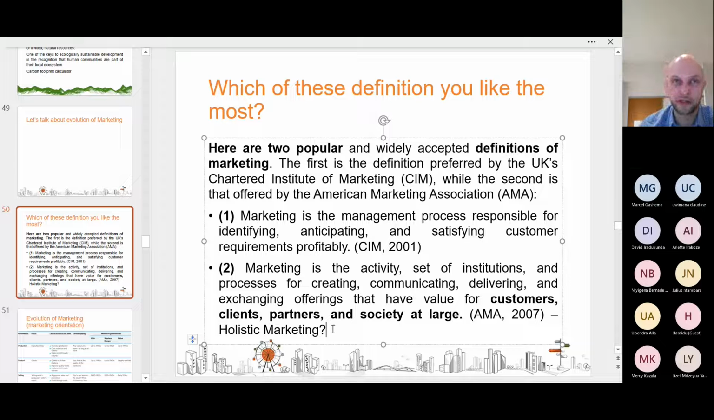Holistic marketing is the marketing concept, I think from the 2010s, something like that. Also, it was proposed by, oh, what is his name? Just a second.